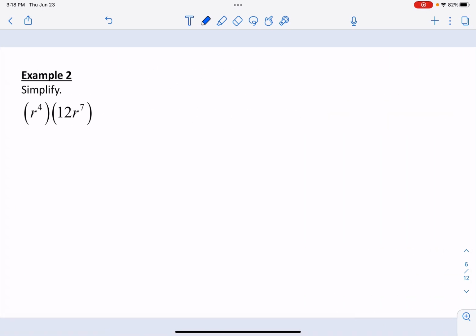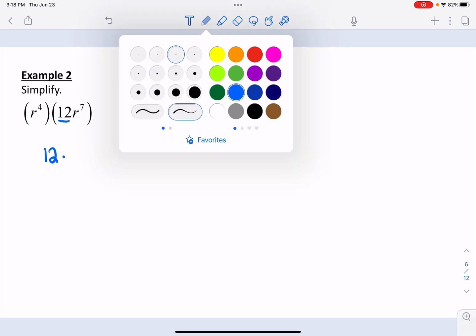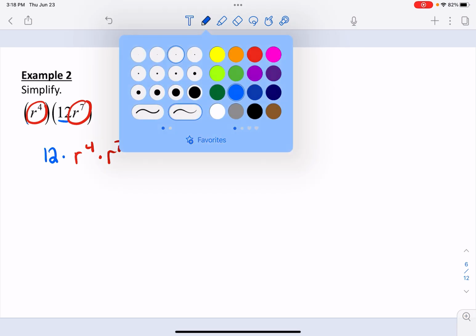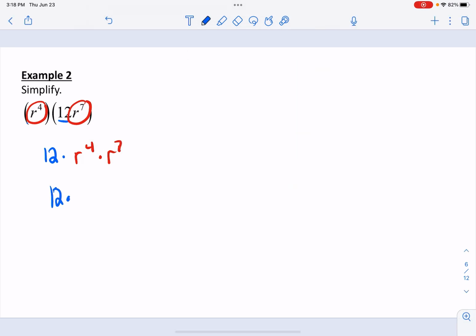Okay, so simplifying this. The 12 is nothing to be multiplied to, so the 12 just hangs out. R to the 4th times R to the 7th. You add those exponents. 4 plus 7, I don't know why I can't do that in my head. R to the 11th.